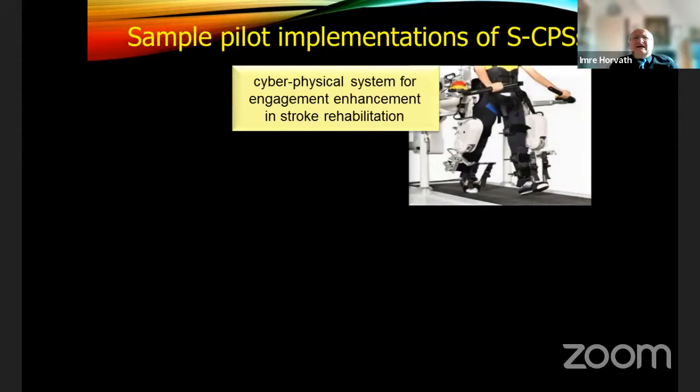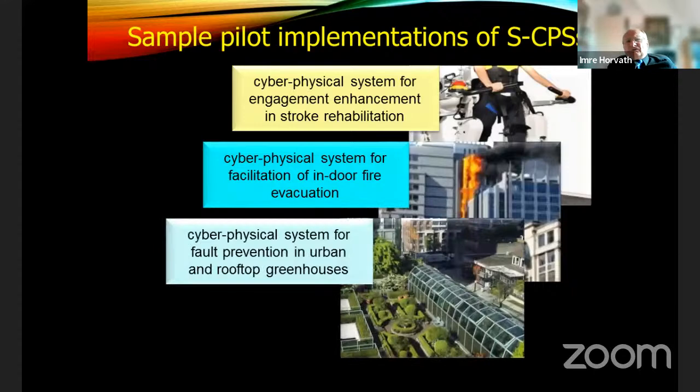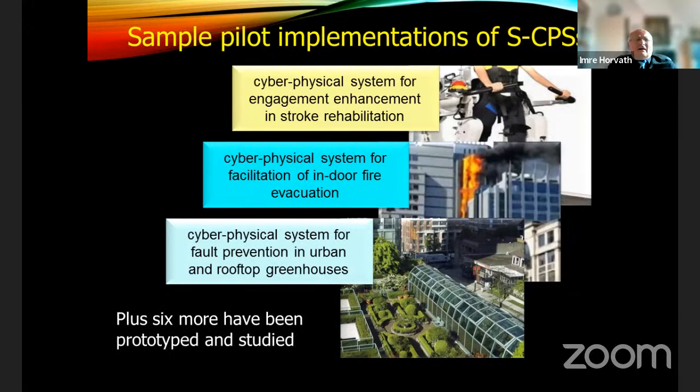One of them was a system for engagement enhancement in stroke rehabilitation. The second project was about facilitation of indoor fire evacuation. A third project, which is also remarkable, was a system for fault prevention in urban and rooftop greenhouses. In addition to that, 6 more demonstrative systems have been prototyped.